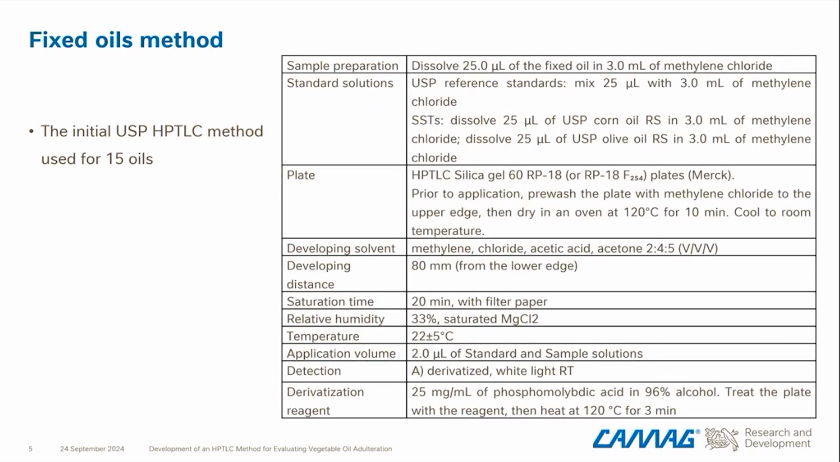In the HPTLC method, each oil was dissolved in 3 milliliters of dichloromethane. The USP reference was prepared the same way as the sample, and for the SST they used the corn oil and the olive oil. The plate used was the HPTLC plate RP18 from Merck, with or without fluorescence indicator, depending on what you have. The plates were pre-washed with dichloromethane, then dried in the oven at 120 degrees for 10 minutes. The mobile phase was dichloromethane, acetic acid, acetone in the proportion 2:4:5, developed over a distance of 80 millimeters, with a saturation time of 20 minutes and an activation at 33% humidity. The method used a derivatization step with phosphomolybdic acid, and the detection mode was white light after derivatization.